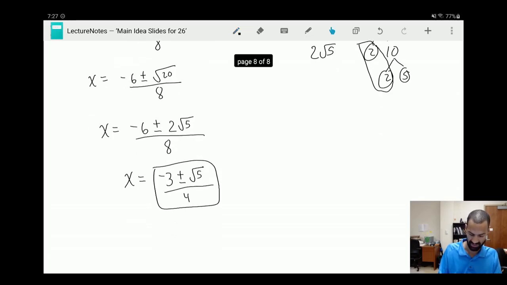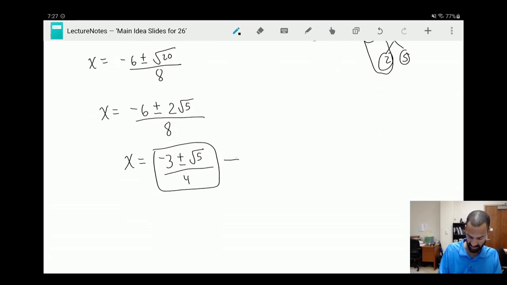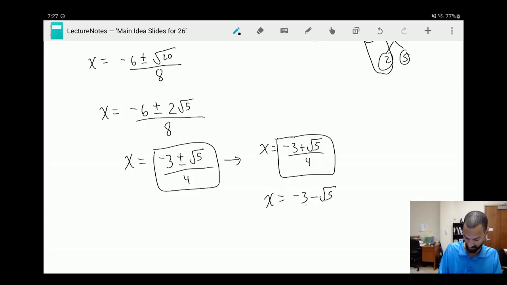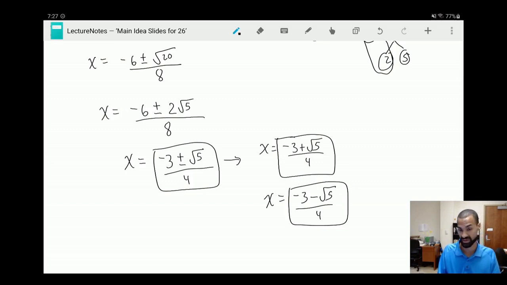Now again, let's go ahead and write it out just so we remember what this means. This means x is equal to negative 3 plus the square root of 5 over 4, and x is equal to negative 3 minus the square root of 5 over 4. Okay, and that is how we'll solve quadratic equations. So that'll be section 2.6.